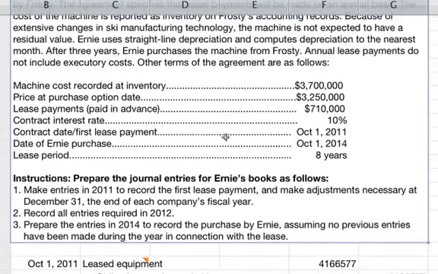Machine cost is recorded. The machine cost recorded as inventory is $3.7 million. The price at the purchase option date is $3.25 million. The lease payments each year will be $710,000. The contract interest rate is 10%. The contract date and first lease payment is on October 1st, 2011. The date that Ernie purchases the equipment is October 1st, 2014, and the lease period is 8 years.